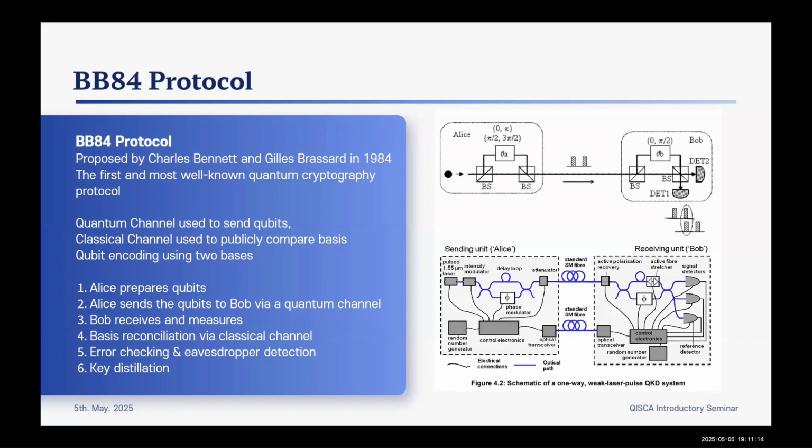The protocol proceeds in the following steps. First, Alice prepares qubits in one of the 2 bases. Second, she sends them to Bob through a quantum channel. Next, Bob randomly chooses a basis to measure each qubit. And through a classical channel, Alice and Bob compare which bases they used and keep only the matching ones. This is called basis reconciliation. Next, they perform error checking to detect any potential eavesdropping by Eve. Finally, they carry out a process called key distillation to generate the final secret key.